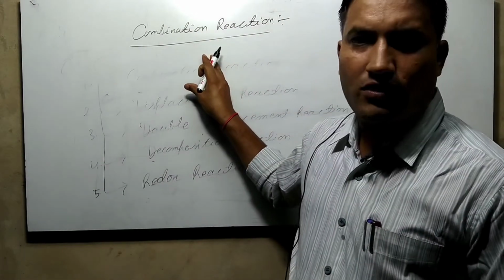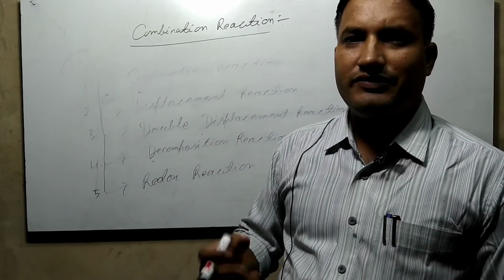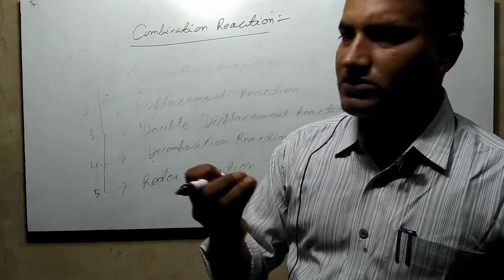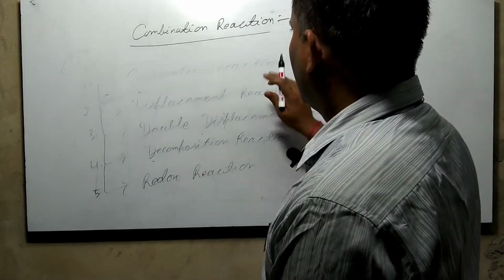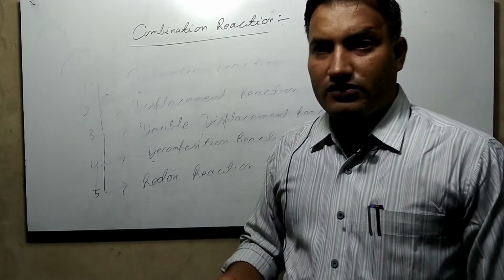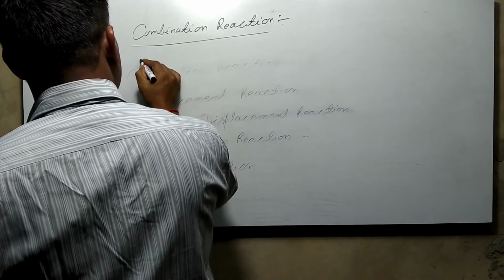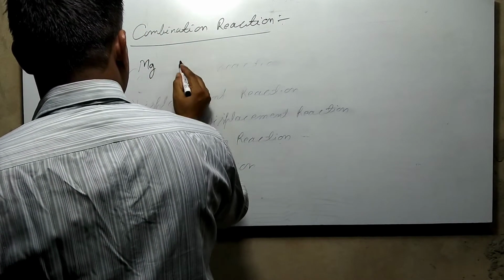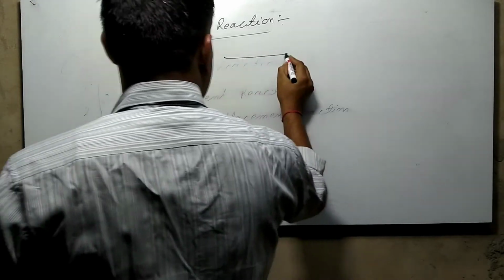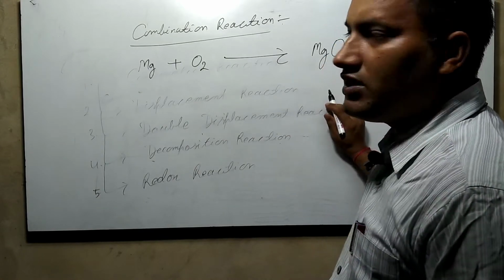Combination means combination. We can define it so easily: when 2 or more than 2 reactants combine to form a single product, it is called combination reaction. So it is very easy to understand, and this one is also related to our activity. Magnesium combined with oxygen to form MgO, magnesium oxide.